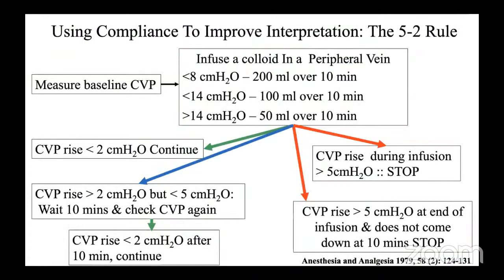So if the CVP rise is less than 2 centimeters of water, continue giving fluid. If the CVP rise is more than 5 centimeters of water, stop giving fluid. If the CVP rise is more than 2 but less than 5, wait for 10 minutes and check CVP again. If the CVP rise comes down to less than 2, continue. If the CVP rise is greater than 5 centimeters at the end of infusion and does not come down at the end of 10 minutes, stop giving.